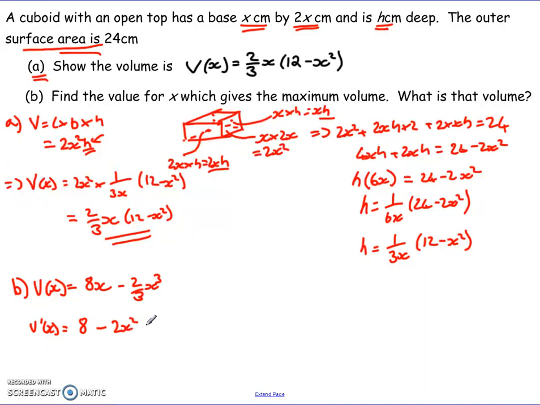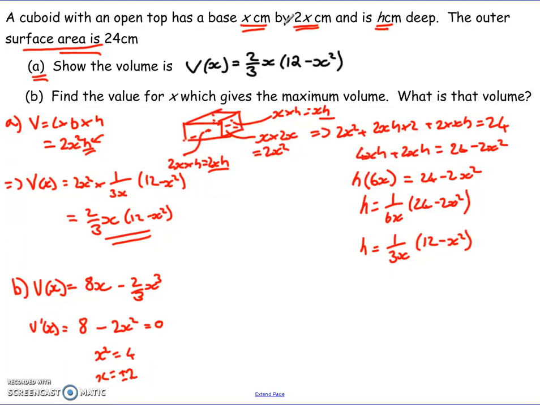So I get 2x squared, and that equals 0. So I can solve this, shift the 2x squared over there and then divide by 2. So I get x squared equals 4. So x equals plus or minus 2. Take the square root and you get two values, plus or minus.